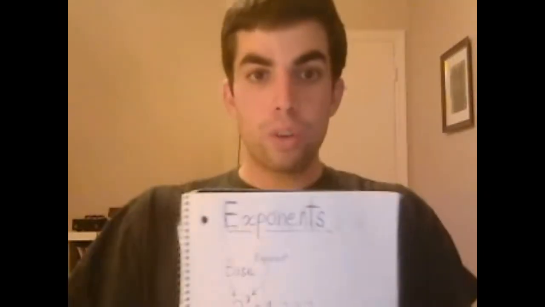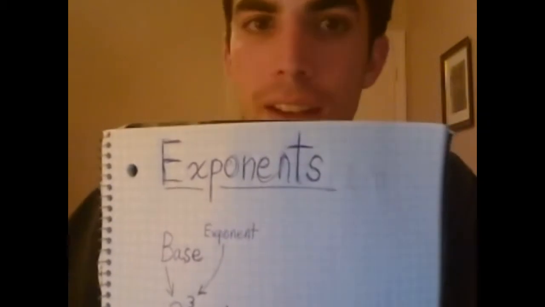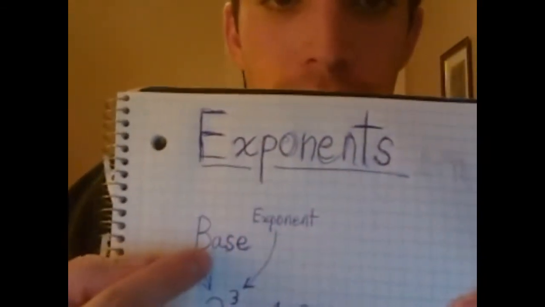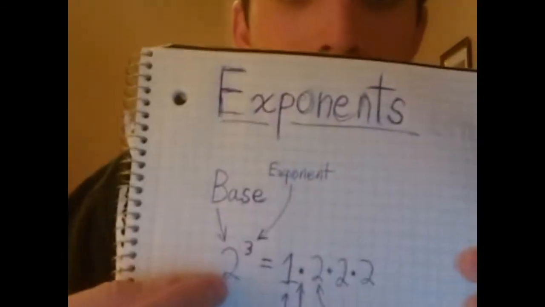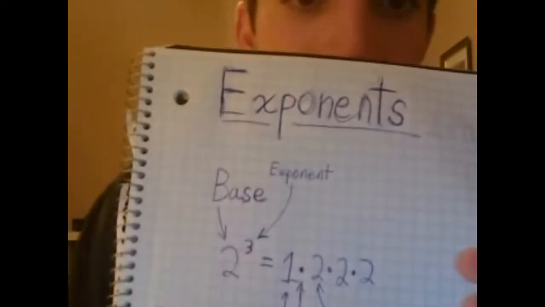Hey, so today we're going to be talking about exponents, and we're going to be talking about the very basics of it. So here's the basic nature of an exponent. You're going to have a base, that's the big number at the bottom. You're going to have an exponent, that's the tiny number at the top.